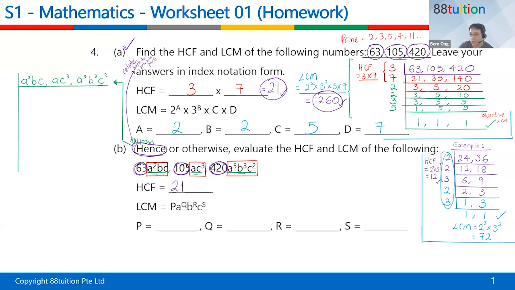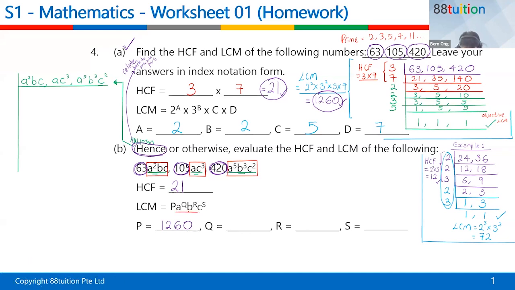For the number side, it is 21. Okay? For the LCM, the number is 1260 on top there. It's done. Okay? But now we are supposed to do the alphabet.